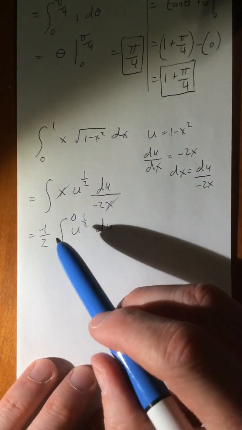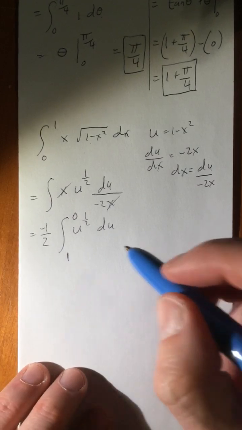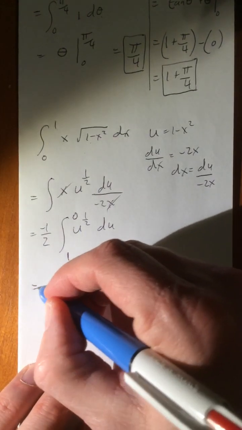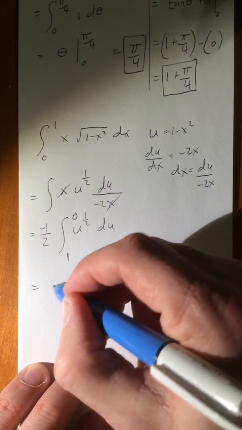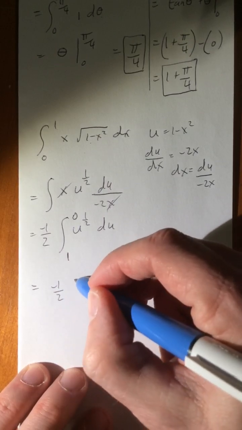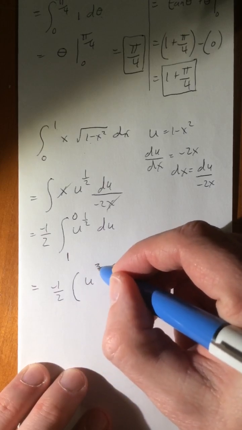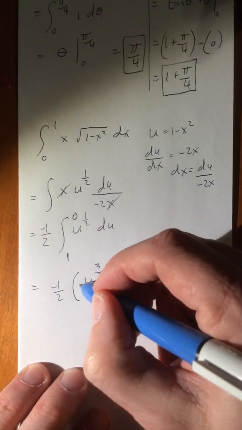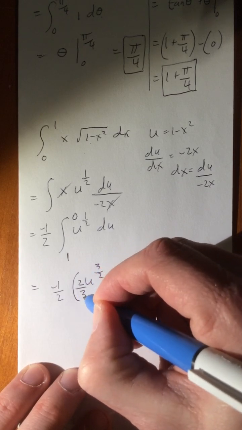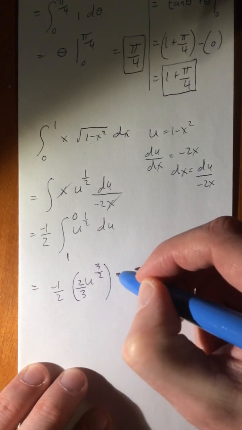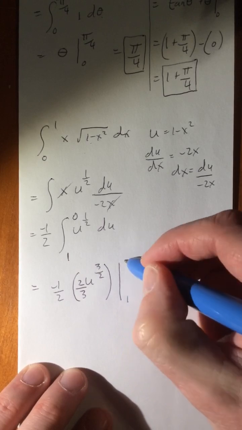So now we're just going to plug the stuff in as is. Or actually, we're going to integrate first. So we integrate, and we get negative 1/2, we can't forget that. And we have u to the 3/2 divided by 3/2, aka times 2/3. And we're going to evaluate that from 1 to 0.